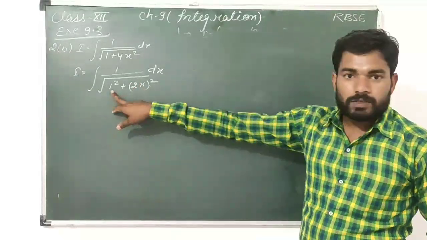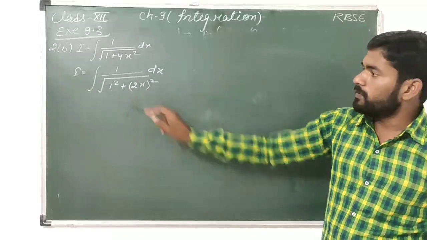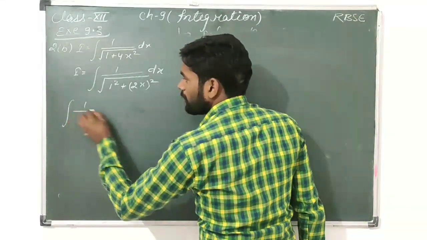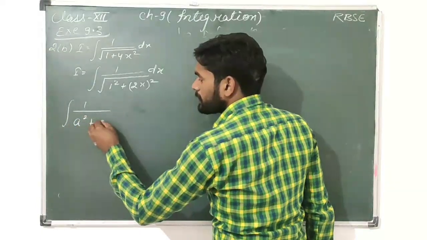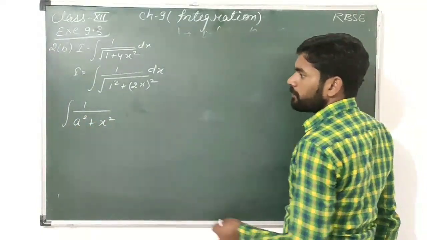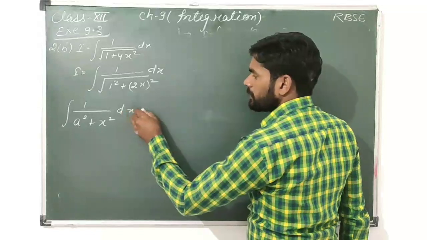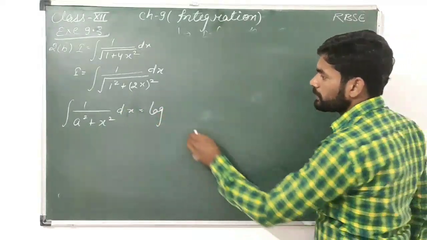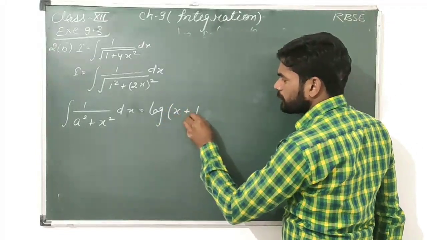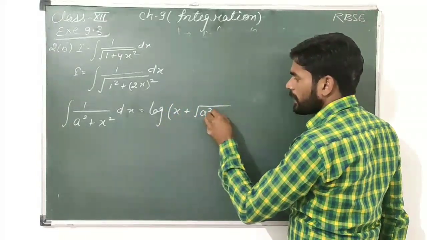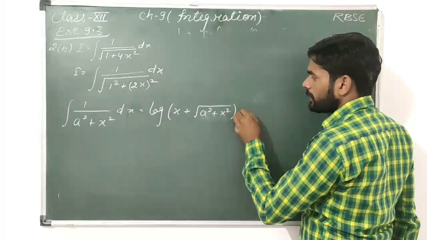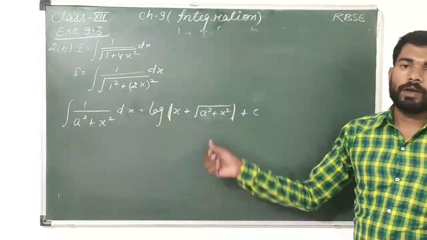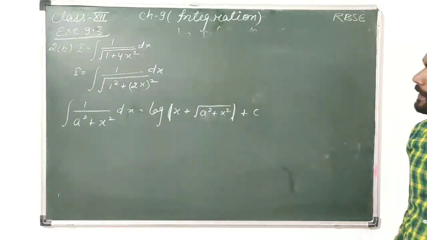How will we do? For a square plus x square, form में क्या था, 1 upon under root a square plus x square dx. The formula was log x plus under root a square plus x square plus c. ये अपना हो गया इसके लिए formula.